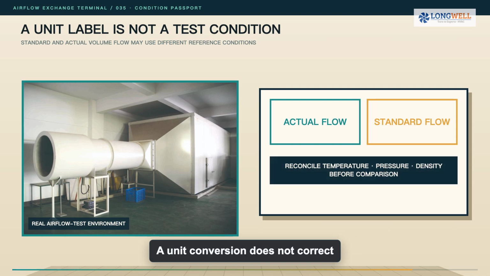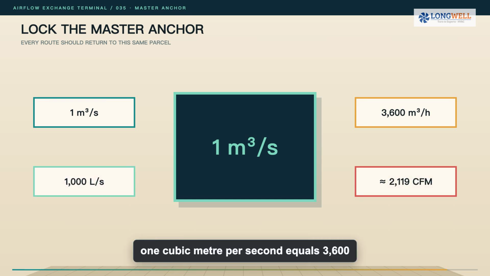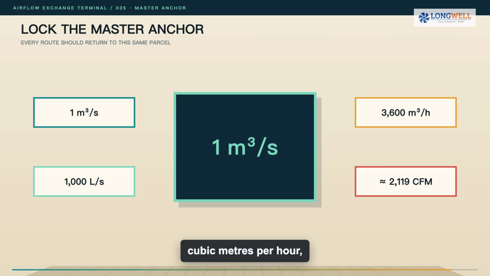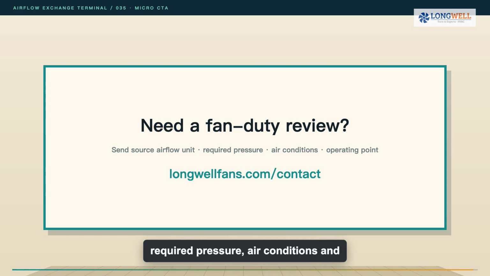A unit conversion does not correct air density or test conditions. If a document says standard CFM, actual CFM, or names a reference temperature and pressure, reconcile those conditions before comparing values. The safest anchor is this: 1 cubic meter per second equals 3,600 cubic meters per hour, 1,000 liters per second and about 2,119 CFM. For a fan review, send the source airflow unit, required pressure, air conditions and operating point.